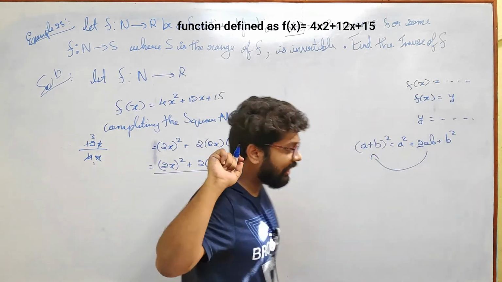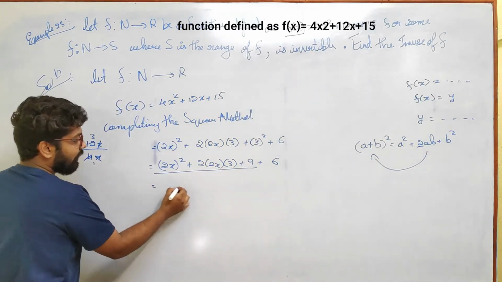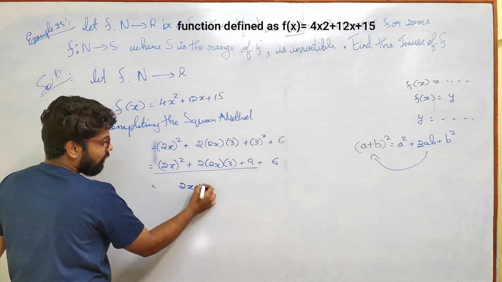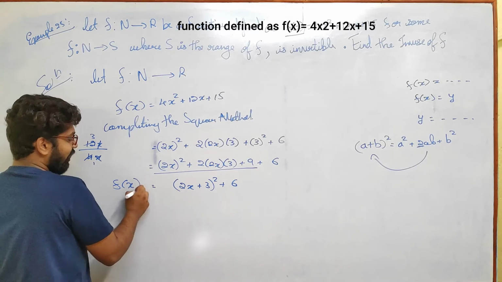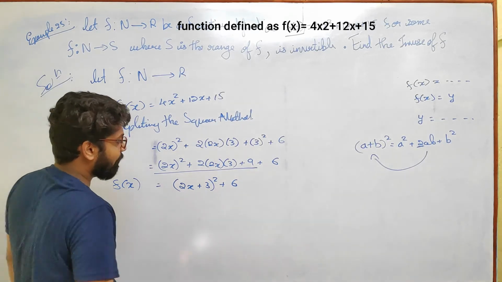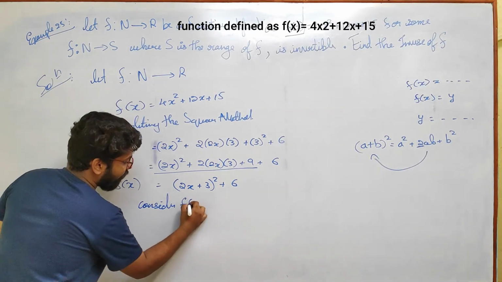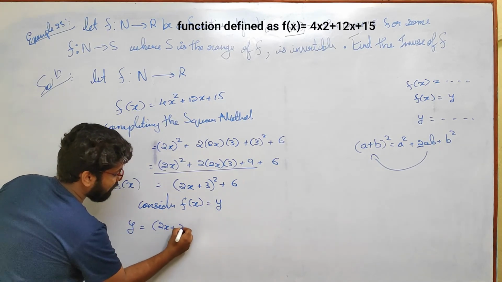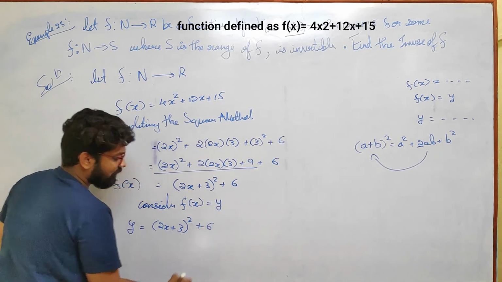Now tell me what is a and b out of this? A is what? 2x, right, and b is what? 3 whole square plus. This is now the completing the square method. Consider f of x is equals to y. So y is equals to 2x plus 3 whole square plus 6.